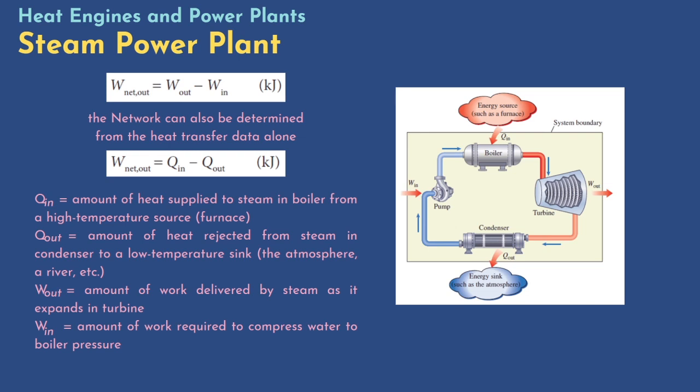Q in is equal to the amount of heat supplied to the steam in the boiler from a high temperature source or furnace. Q out is equal to the amount of heat rejected from the steam in the condenser to a low temperature sink, the atmosphere, a river, etc. W out is the amount of work delivered by the steam as it expands in the turbine. W in is the amount of work required to compress water to boiler pressure.